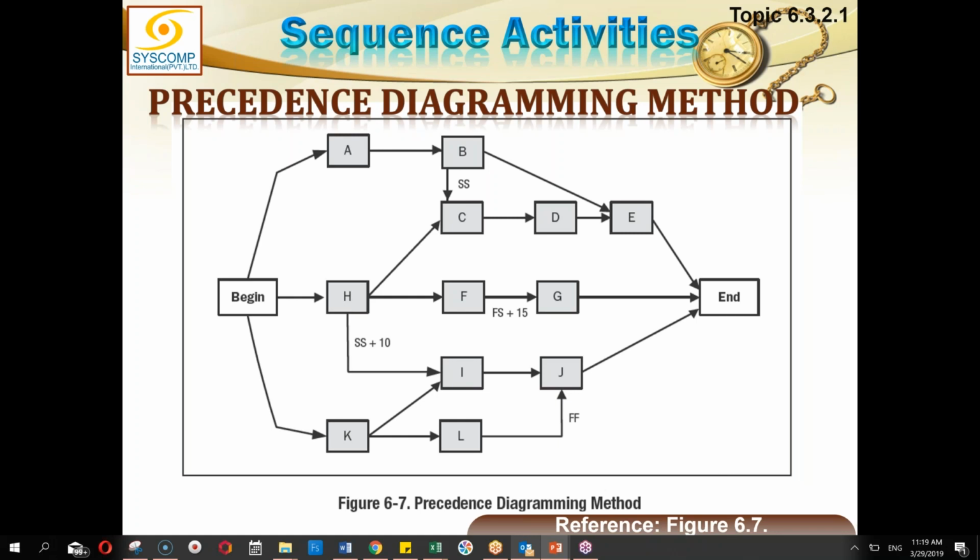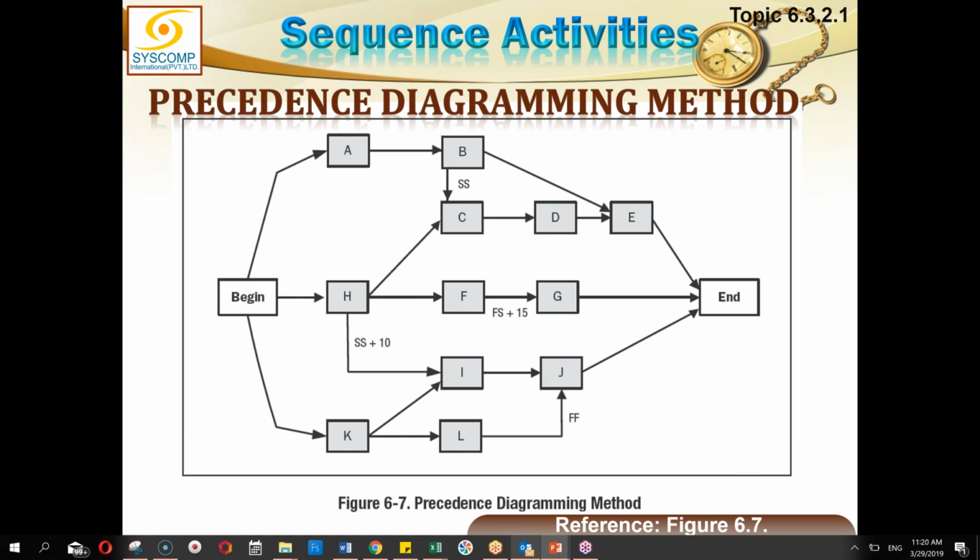Where there is nothing written, like from A to B or B to E, these are by default the finish to start relationships. A must finish. As you can see also, the arrow is coming out of the finish point of A and entering into the starting edge of B. That means the relationship is finish to start. A must have finished as if B can start. Same is true for B to E, for H to F, K to I, K to L. So all of these are finish to start relationships.